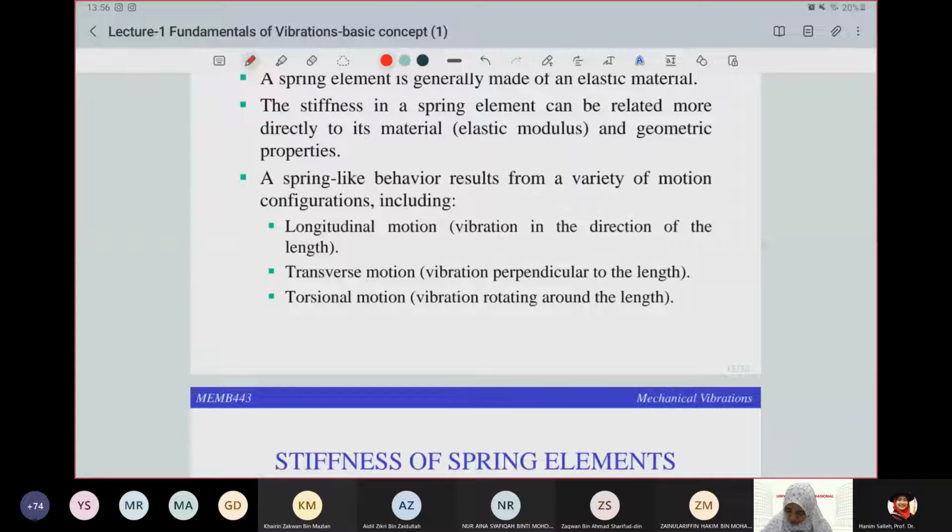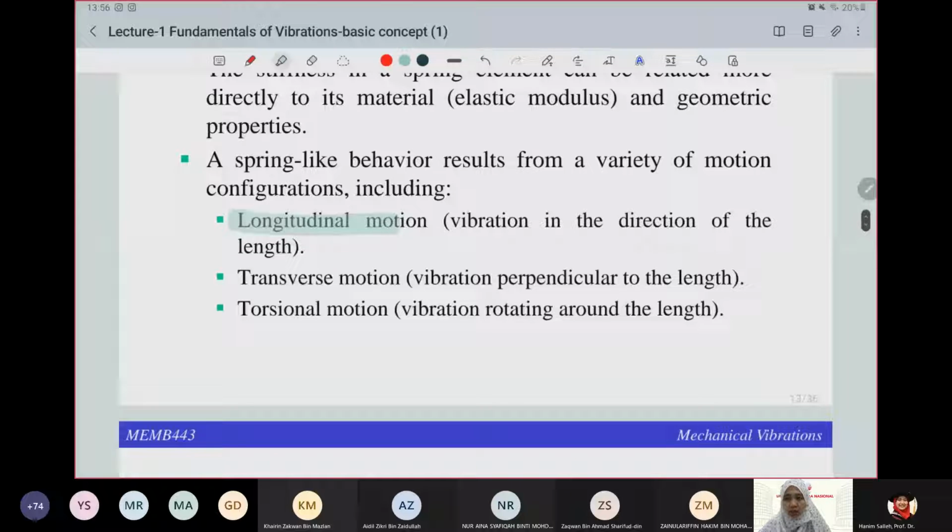There are various configurations, and you need to make sure you're familiar with the terms. Longitudinal motion is vibration in the direction of the length, transverse vibration is perpendicular to the length, and torsional means you're rotating. That's the difference between longitudinal, transverse, and torsional.